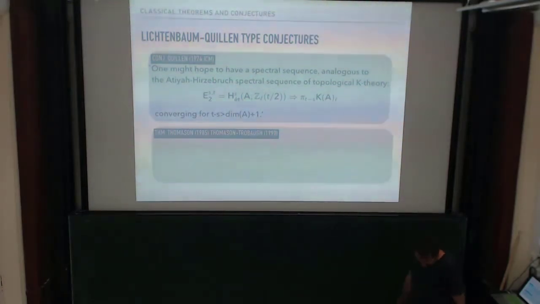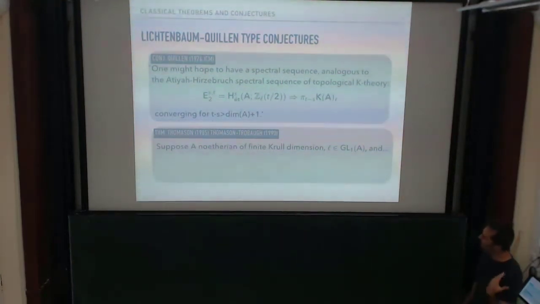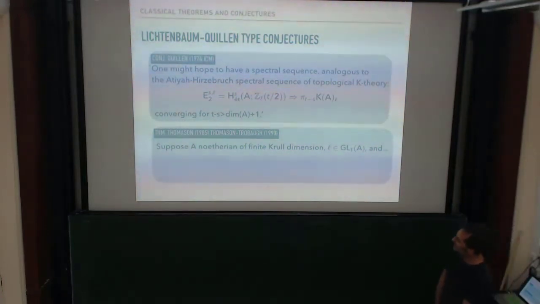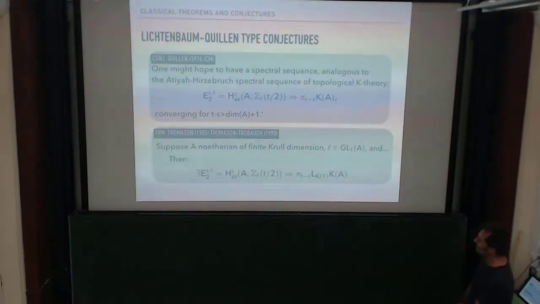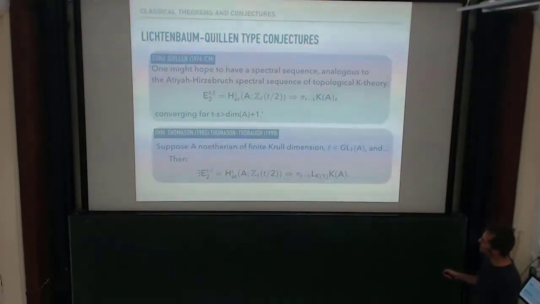So Thomason and Thomason's spiritual accompaniment prove a result along these lines. They suppose that if we have some Noetherian ring with finite Krull dimension, L is a unit, and a bunch of other technical hypotheses, then there is some spectral sequence, and they can identify what it converges to. It converges to some sort of localization or completion of the algebraic K groups. So you can really compare these two things and try to say, okay, now we know what we're getting. Maybe we want to try to relate these two.